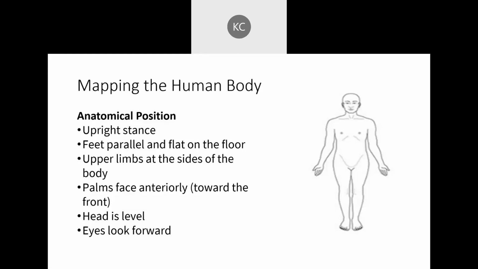All right, so this is part four. We're going to talk about looking at the human body now from an anatomical perspective. One very critical and vital part of learning anatomy and different body regions is understanding something called anatomical position. Anatomical position is a standard approach of looking at the human body in an attempt to avoid confusion between different people.